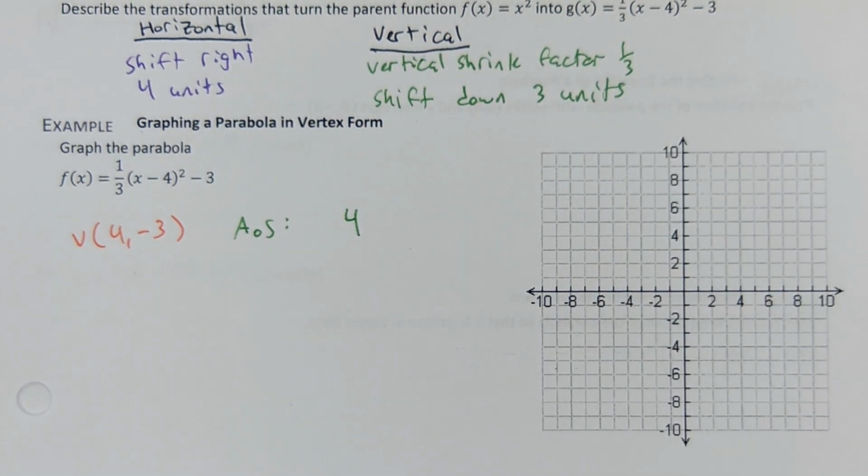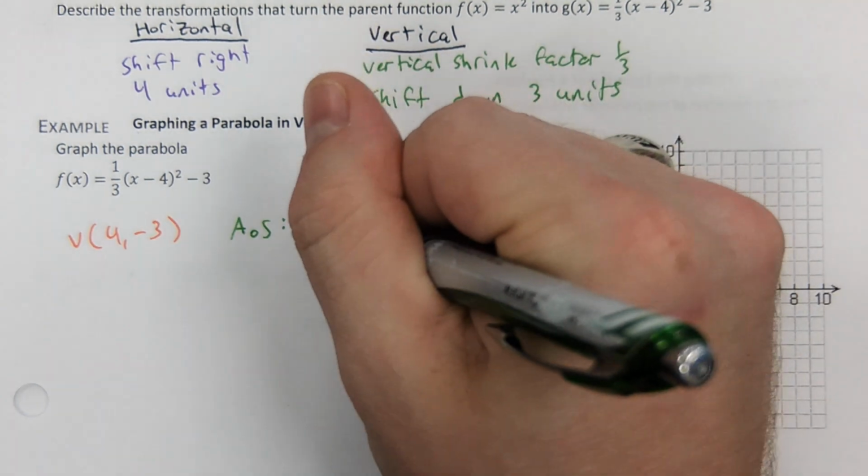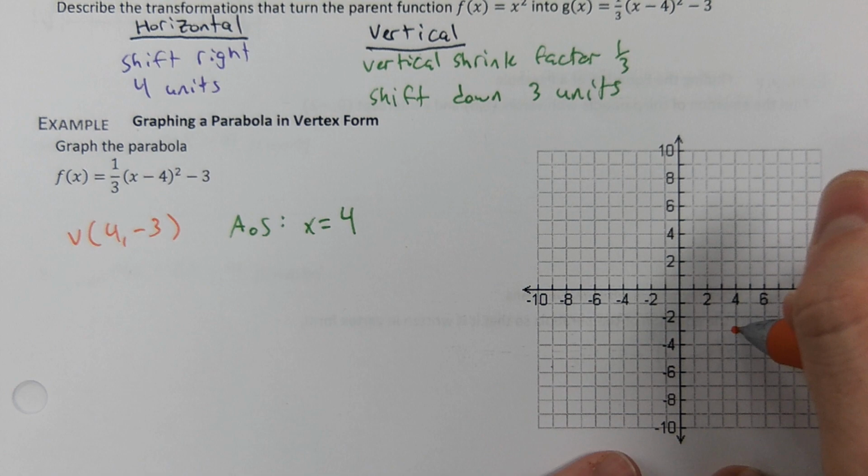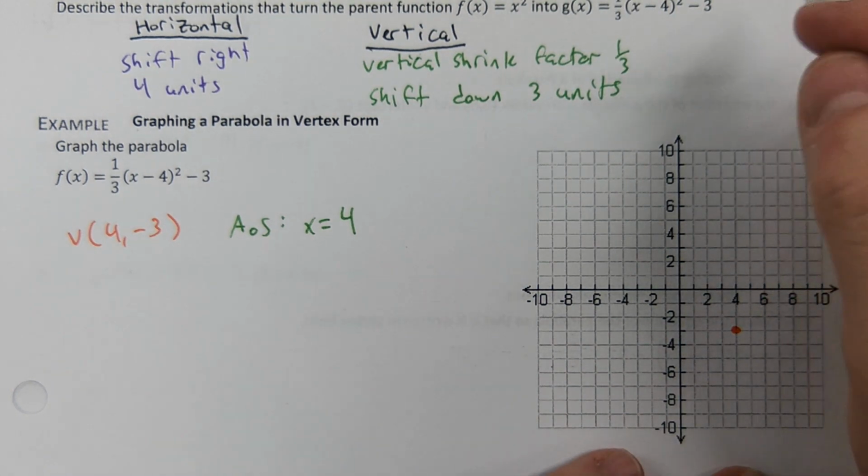Could someone please tell me why I just missed that test question? Because you didn't put x equals. 4 is not a line. 4 is a number. This is a line. It matters. So let's put our vertex on there, 4, comma -3. That is over here. And I'm going to go ahead and throw that axis of symmetry on there.